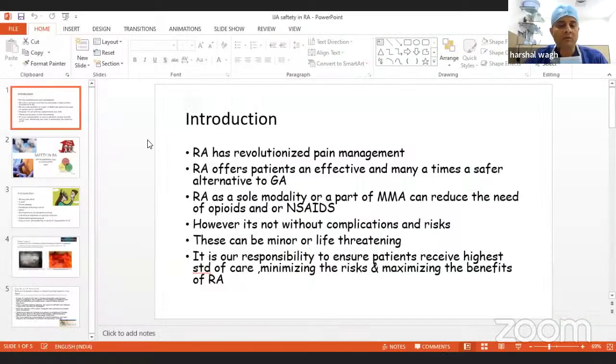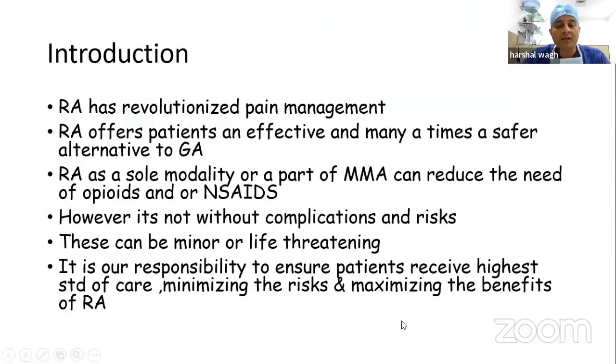I have a couple of slides with me. The first slide is exactly what Dr. Yogita has sent on the invite for joining this webinar. We all are aware that with the advent of ultrasound, regional anesthesia has been revolutionized. Even before ultrasound, people were using it as an effective and sometimes even safer alternative to general anesthesia. Even as a sole modality or part of multimodal, there is enough evidence to show that it reduces the need for opioids and NSAIDs.